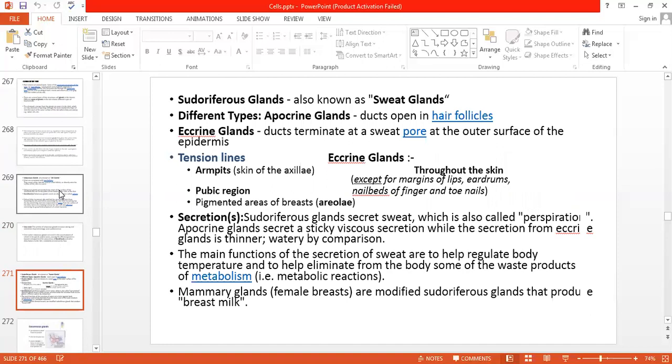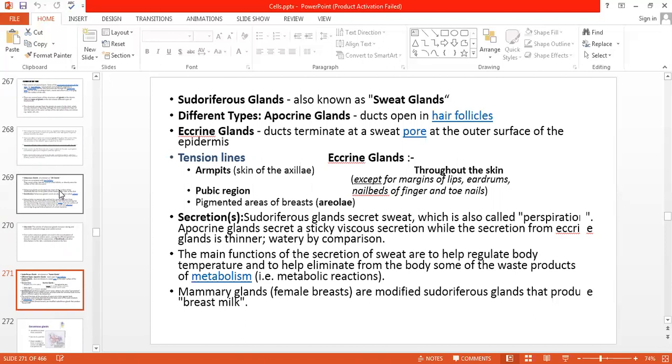Different types: apocrine glands, whose ducts open in the hair follicle; eccrine glands, whose ducts terminate at the sweat pores at the outer surface of the epidermis. Apocrine glands are found in the armpit, the skin of the axilla, pubic region, and pigmented area of the breast. Eccrine glands are found throughout the skin except for the margin of the lips, eardrums, nail beds of the fingers and toes, and nails.